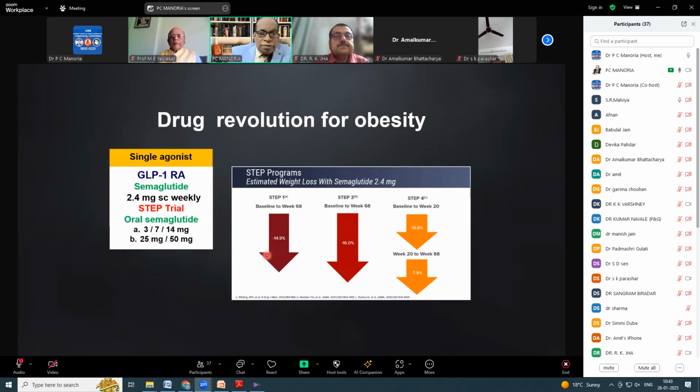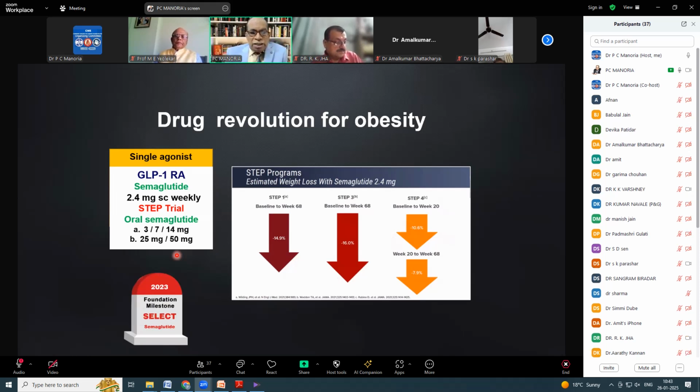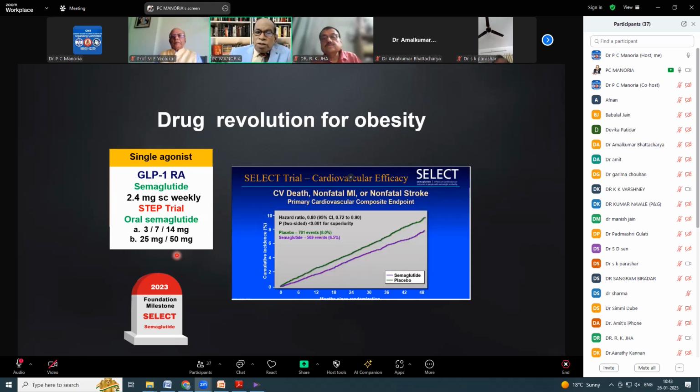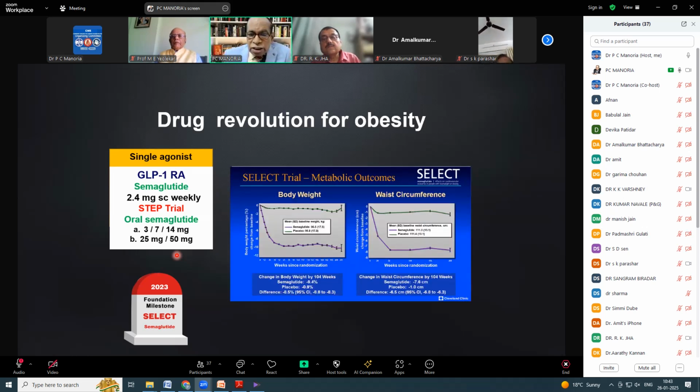We have oral semaglutide, 14 milligram, which decreases weight by about 5 kg, but trials with 25 and 50 milligram have shown reduction in weight to the tune of 15% or so, although this is still in the process of evolution and not commercial. And the big advance in semaglutide was the SELECT trial, which showed that in obese patients who were non-diabetic, already suffering from a cardiovascular disease, you can decrease the primary endpoint of cardiovascular death, non-fatal MI, and non-fatal stroke by 20%. And of course, body weight and waist circumference also reduced.